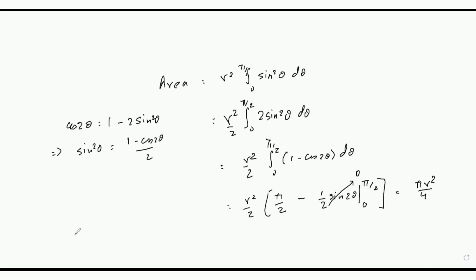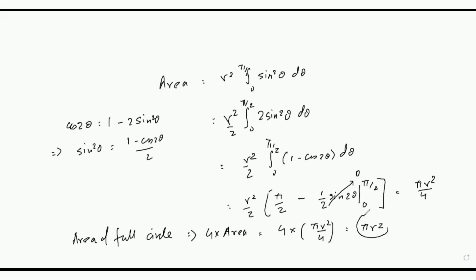Now remember, for the area of the full circle, what we needed to do was 4 times this area, and that comes to 4 times pi r squared over 4, and that is pi r squared, the formula that we are all very familiar with.